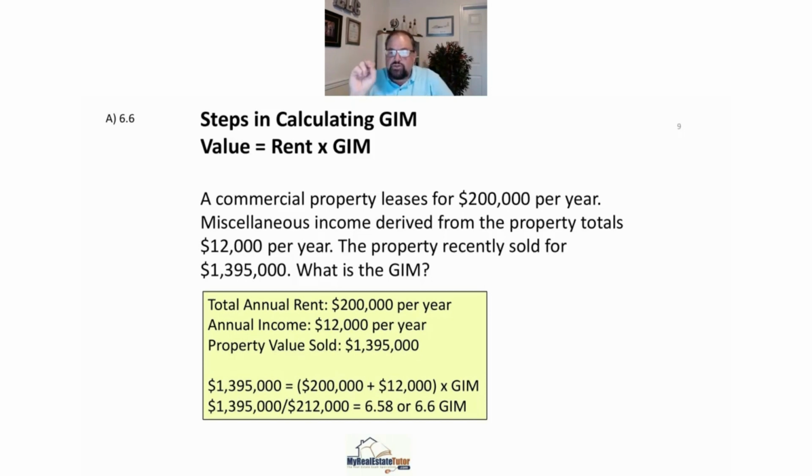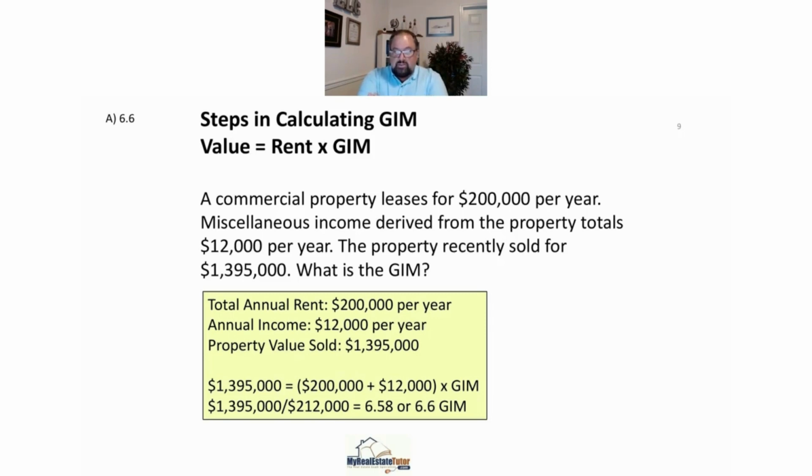Commercial property leases for $200,000 per year. So that's your rent. That's what it's leasing for. You've got additional income. That's $12,000 per year. Okay, so the property value is at $1,395,000. So I'm going to unpack this and I'm going to list these figures out. $200,000 per year is my total annual rent. Annual income, $12,000 per year.